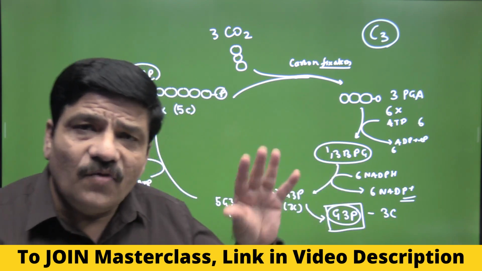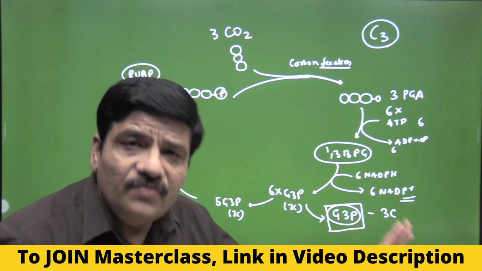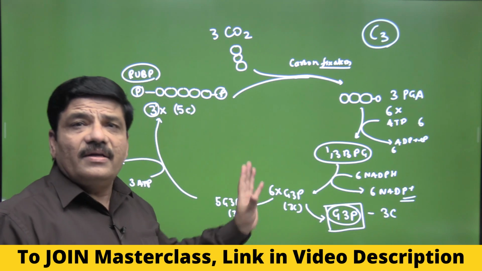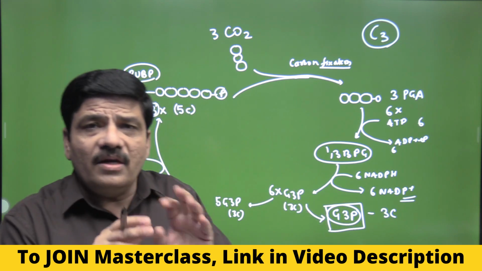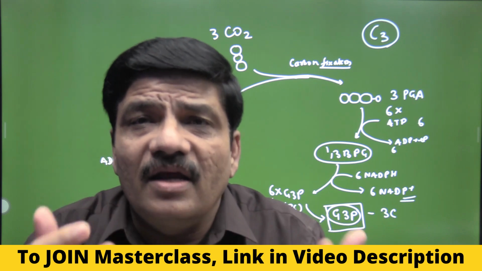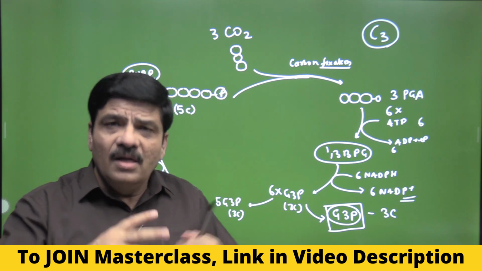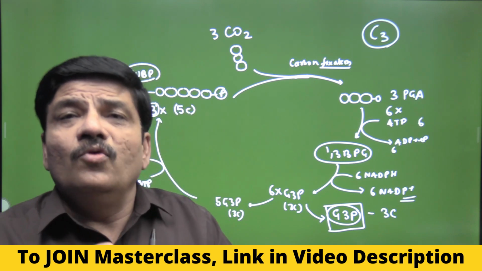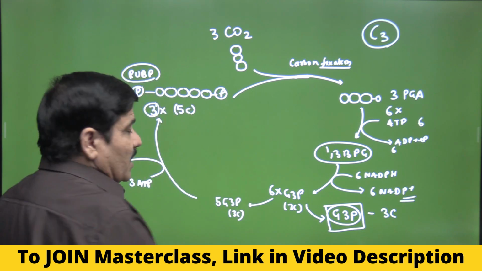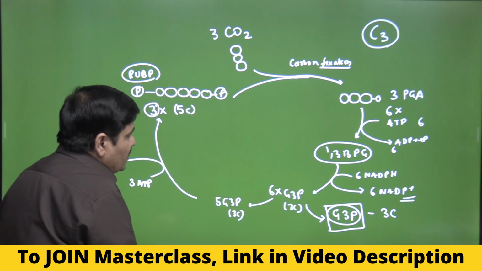So this is for 3 turns of the cycle. With 3 turns, you get 1 G3P. Now you can calculate what happens if we have 6 turns of the Calvin cycle. This is how they are going to ask you the question. And what happens if we think of only 1 turn of the Calvin cycle? That would be very, very easy to understand.